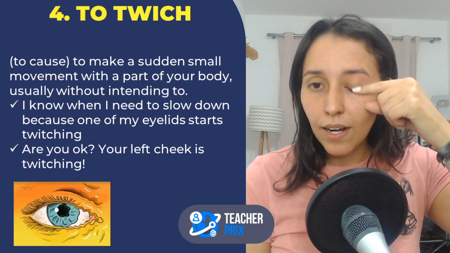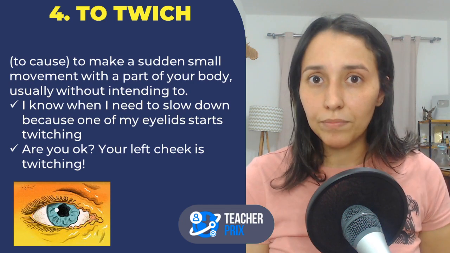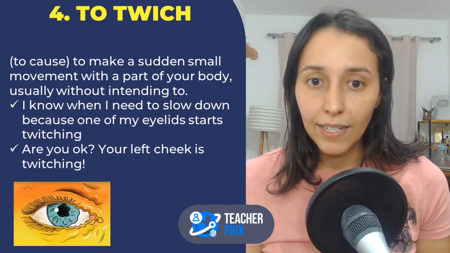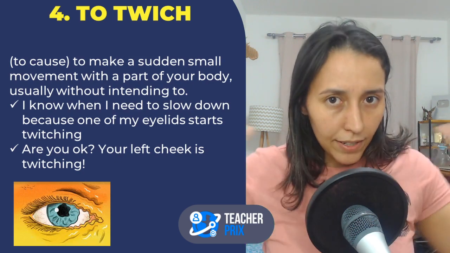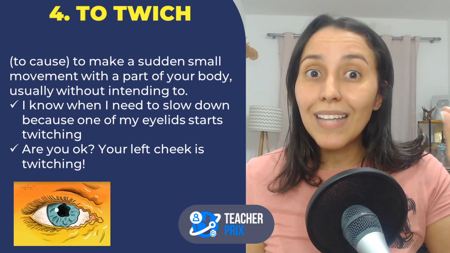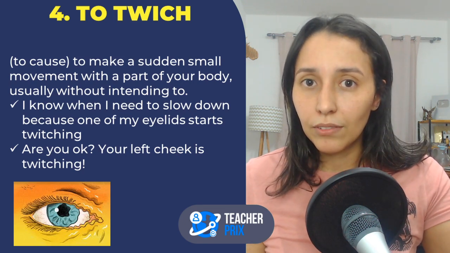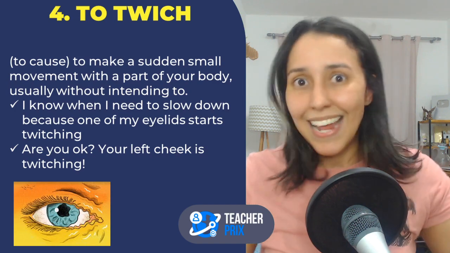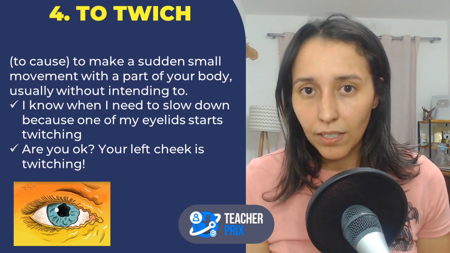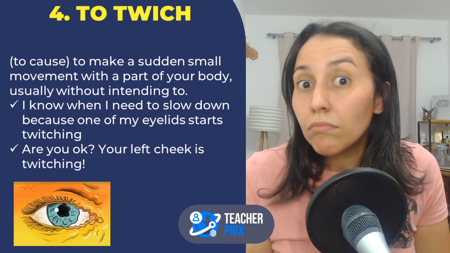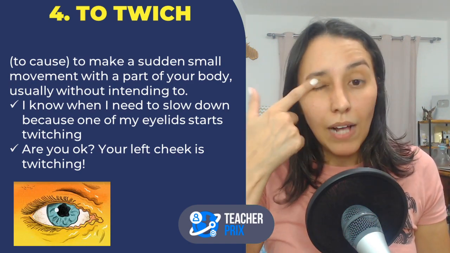Eyelid. So it starts twitching. This means that some part of your body is making small, not large, small movements without your intention. You didn't intend to make those movements. Your body is naturally twitching. So maybe your cheek is twitching. Maybe something happened. Maybe it's your eyelid.